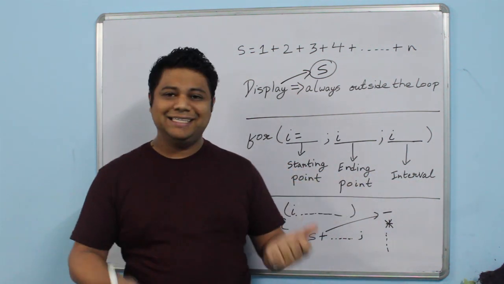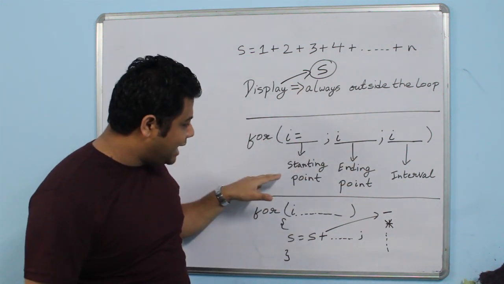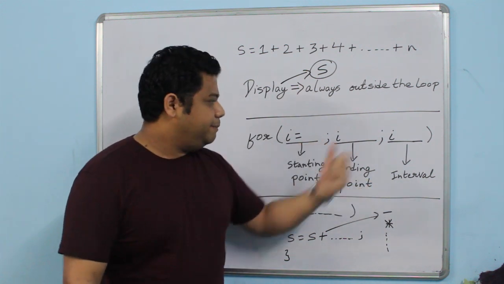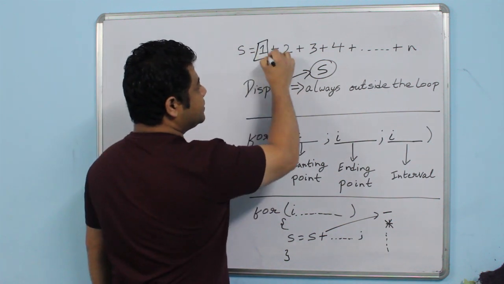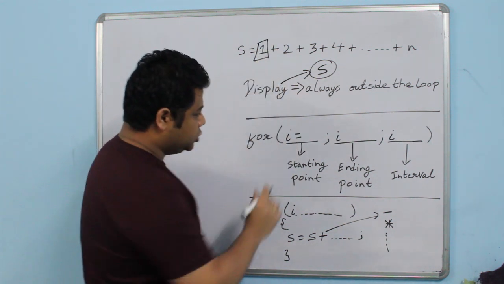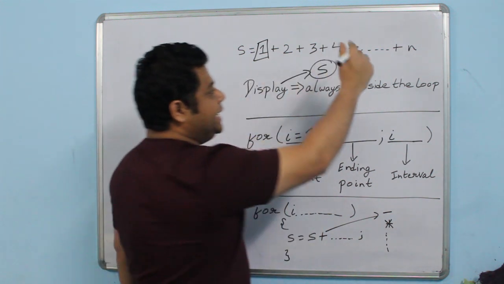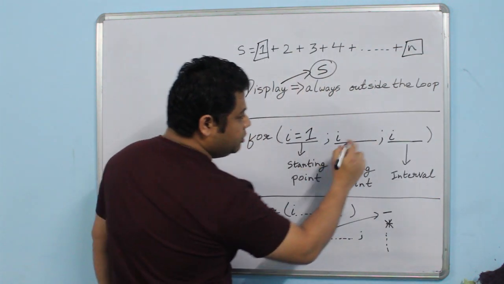So how to implement this in the loop? This is the loop used for the sum of series. So let's check. Over here I have written starting point, ending point and interval. Let's make the loop using this example. The starting point over here is 1, so i equals 1. So we'll write down 1. The ending point over here is n, so we'll write down n.